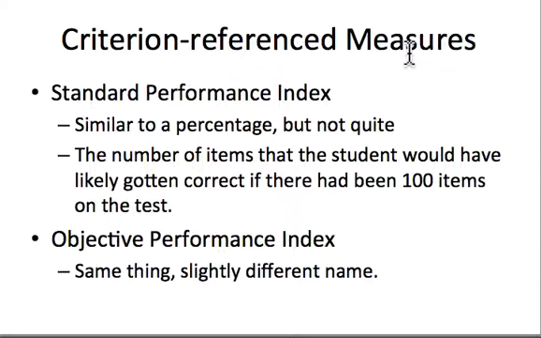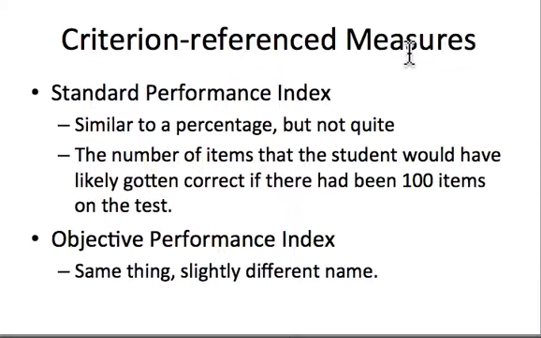Now, two that you will come across are either the Standard Performance Index. This is currently on the forward exam in Wisconsin. And it's kind of like a percentage. It basically tells you how many items you would have gotten correct if there were 100 items on the test.